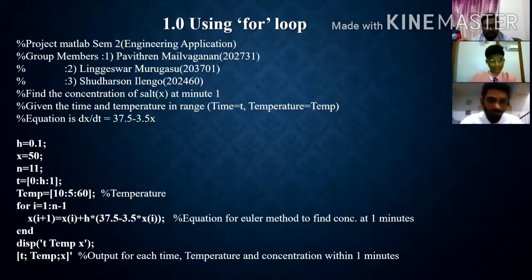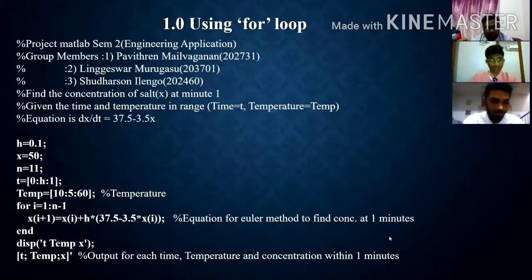Now we look into the for statement. The for statement is written with i equals 1 colon n minus 1. In the for loop, we write the equation of the Euler method, which means x i plus 1 equals x i plus h times 37.5 minus 3.5 times x, and we end the for loop. After that, we display the output, which means t, time, temperature, and x according to each time and temperature.